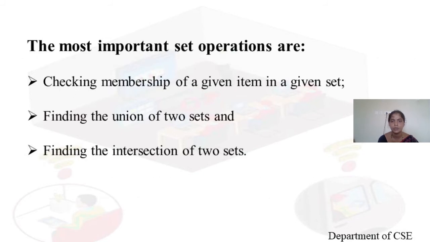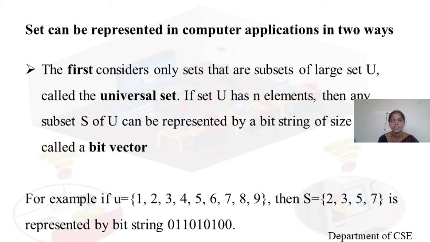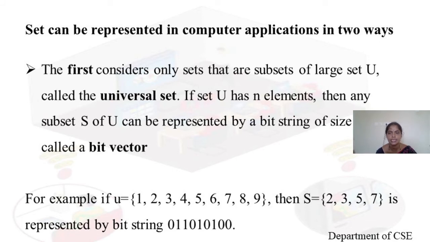Some of the most important set operations we already know from our previous knowledge. Sets are used for checking the membership of a given item in a given set. It is also used to find the union of two sets, so an operation like union is also performed on a set, and you can find the intersection of two sets also. Okay, next, a set can be represented in a computer application in two ways. So first we'll consider the first way of representing sets in a computer.